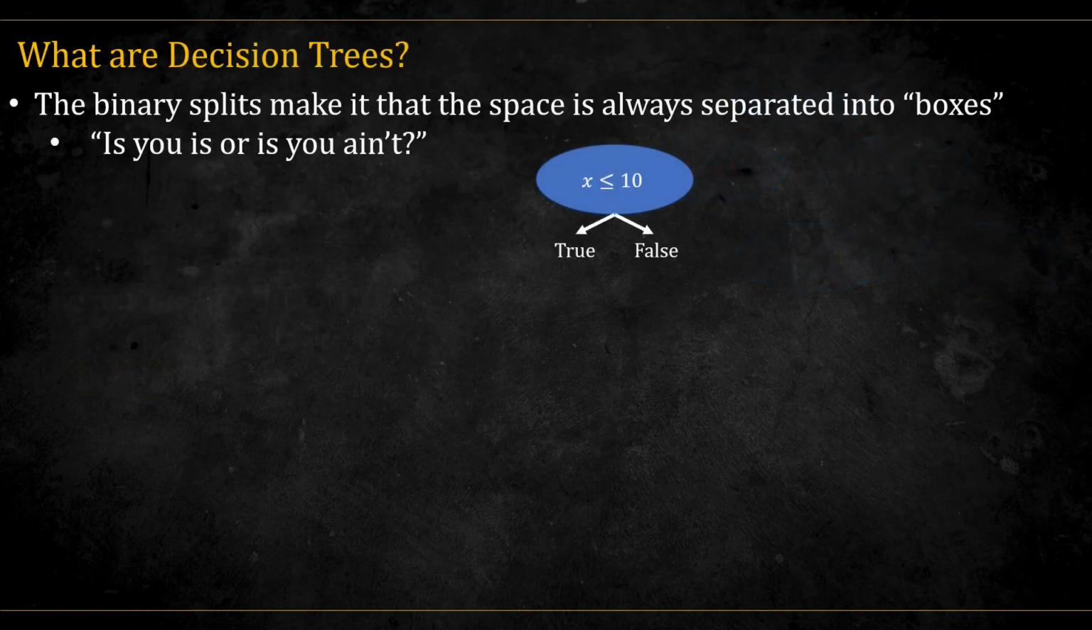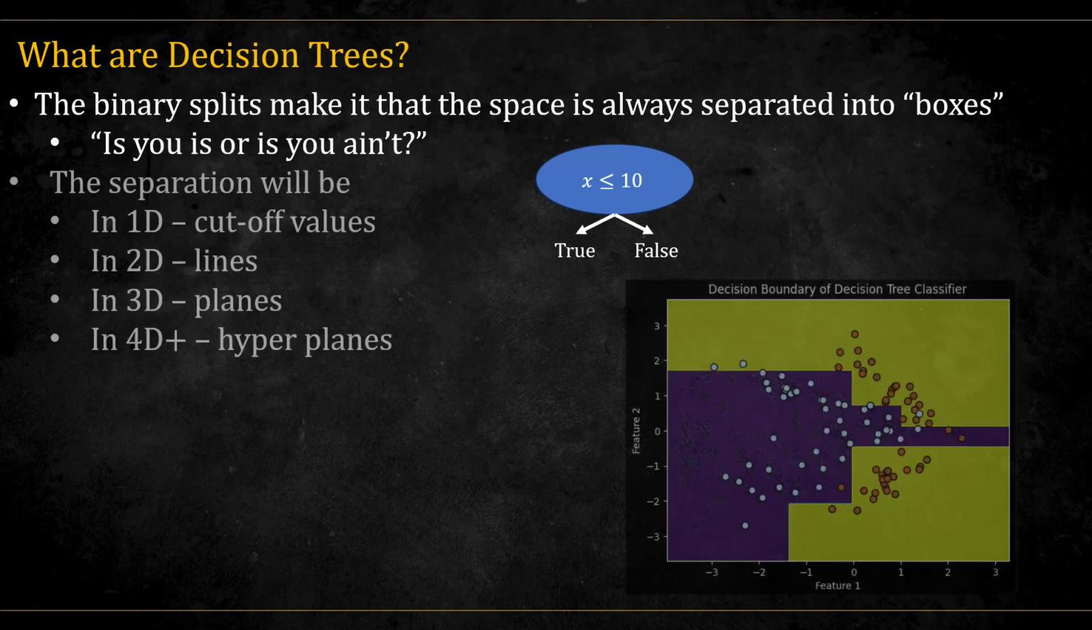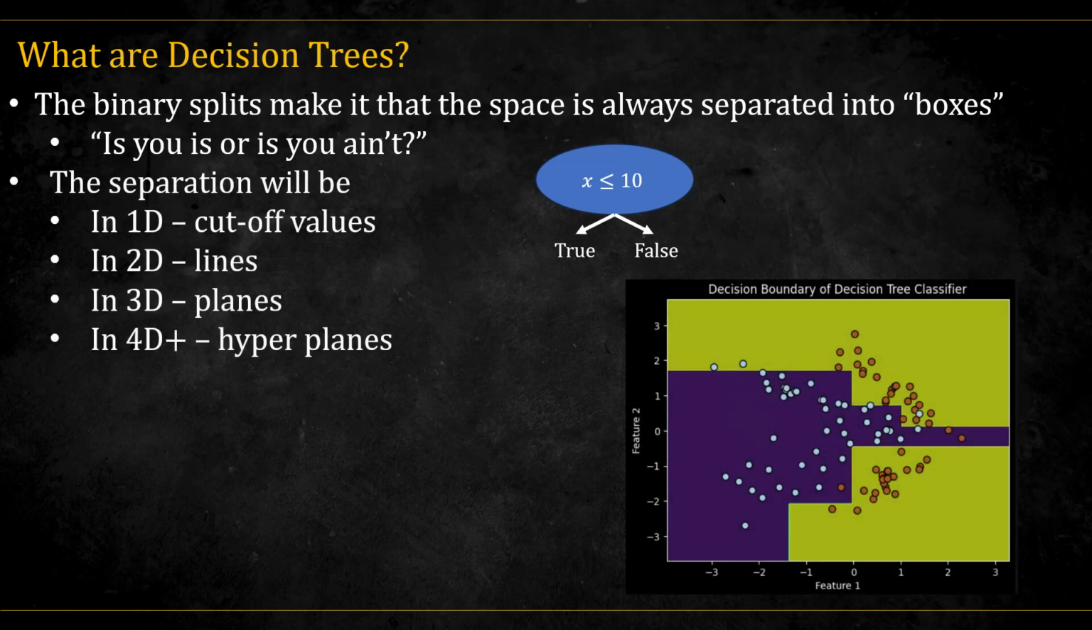The nature of trees make them so that the space is always separated into boxes. Each decision rule has two options, true or false. In 1D space, this will translate into different cutoffs, creating 1D regions. In 2D, we will have axis-aligned lines creating rectangles. In 3D, axis-aligned planes creating boxes, and in 4D and more, axis-aligned hyperplanes creating hyperrectangles or hyperboxes.